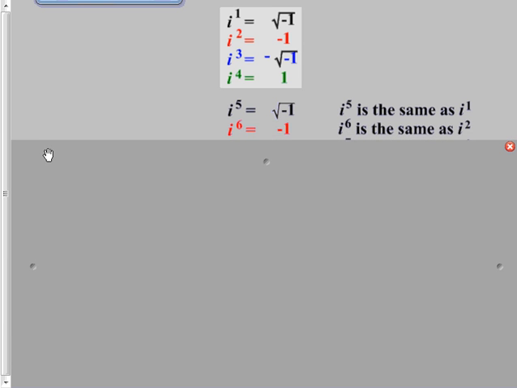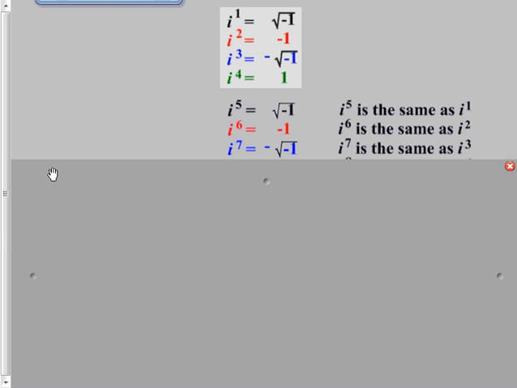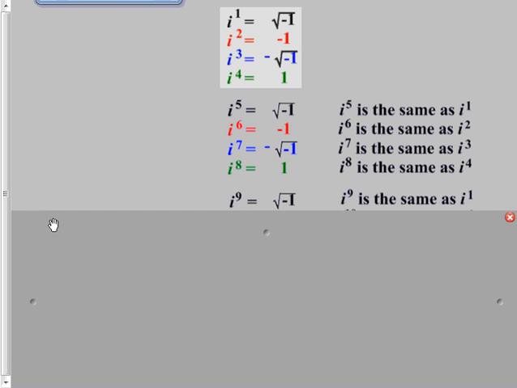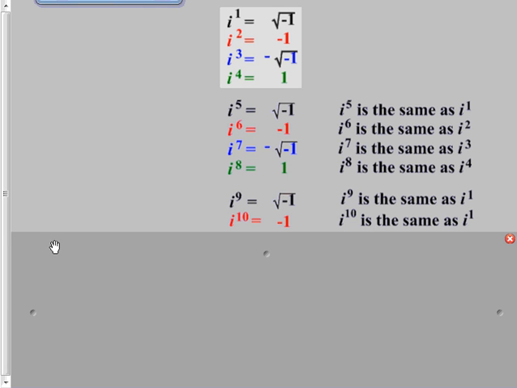On the next one, I to the sixth, if we did the same thing, 6 i's, 6 square roots of -1, and simplified all the way down, what we would end up with is a negative 1, which is exactly the same as I squared. And if we were to do it to I to the seventh, we would find it to be the same as I cubed. I to the eighth would be the same as I to the fourth. I to the ninth would be back to being I to the first. I to the 10th, should say I squared on the end there. I apologize. Let me write that in right now. This should be a 2 right there instead of a 1. I'll need to fix that in my notes.